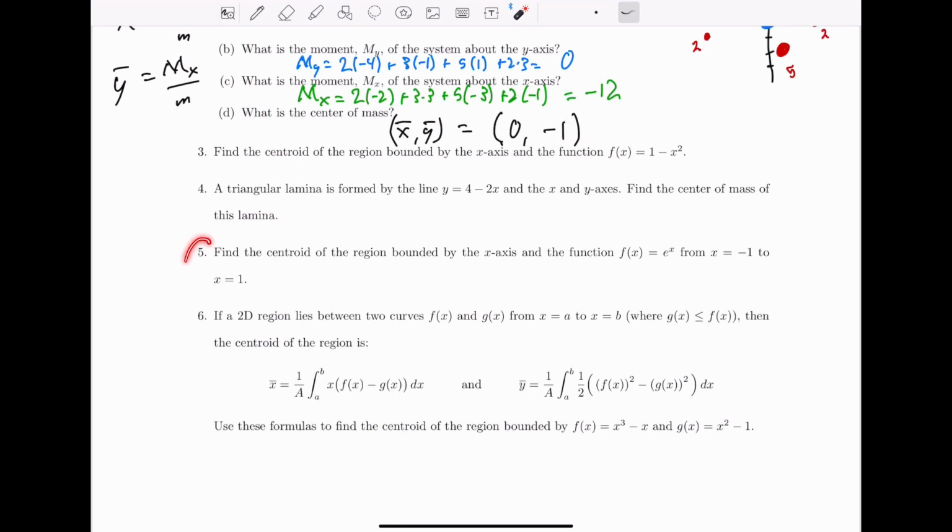Take a look at example 5. We want to find the centroid of the region bounded by the x-axis and the function e to the x from x equals -1 to +1. So once again, we want to draw a picture of this and then use the formulas for the centroid to find the centroid.